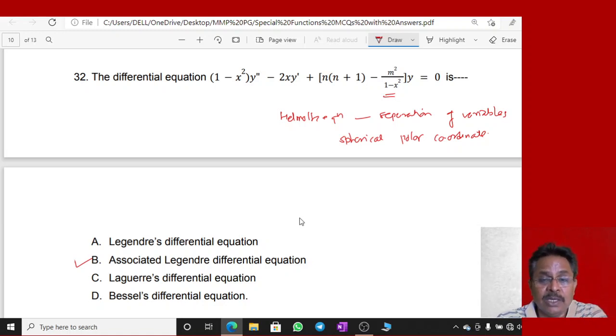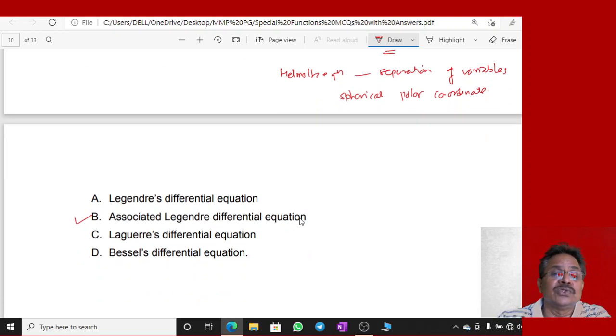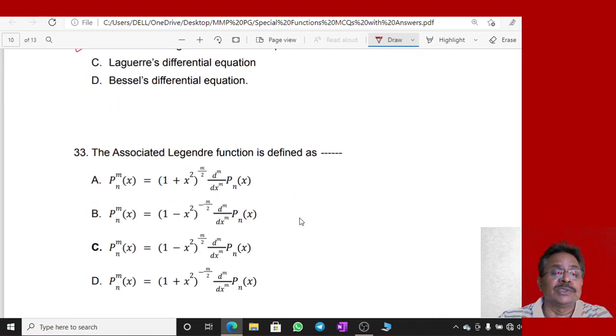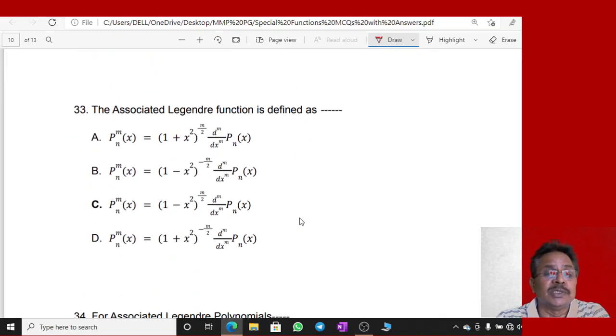Try to understand, this differential equation requires another method to solve, and the solution of this associated Legendre differential equation gives the associated Legendre polynomials. So Legendre polynomials and associated Legendre polynomials have a clear-cut relation, which we are going to see in the next few questions. So here, this is question number 33.